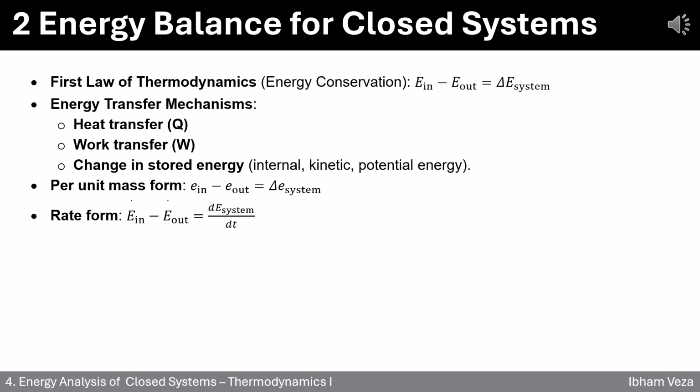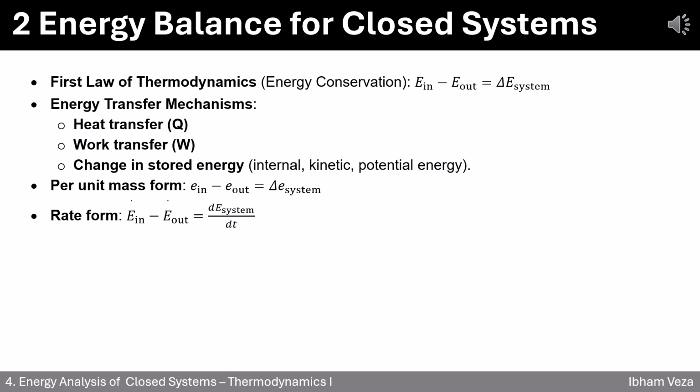Now, how does energy transfer happen? It happens through two main channels: heat transfer, which we call Q, and work transfer, which we call W. On top of that, there's the change in stored energy, like internal energy, kinetic energy, and potential energy.